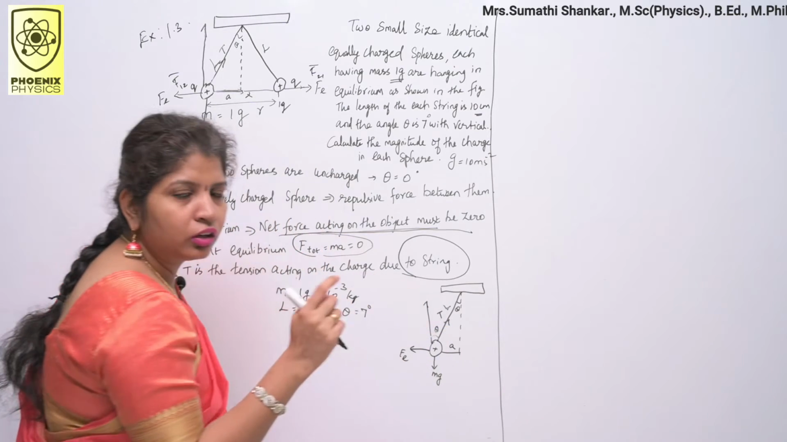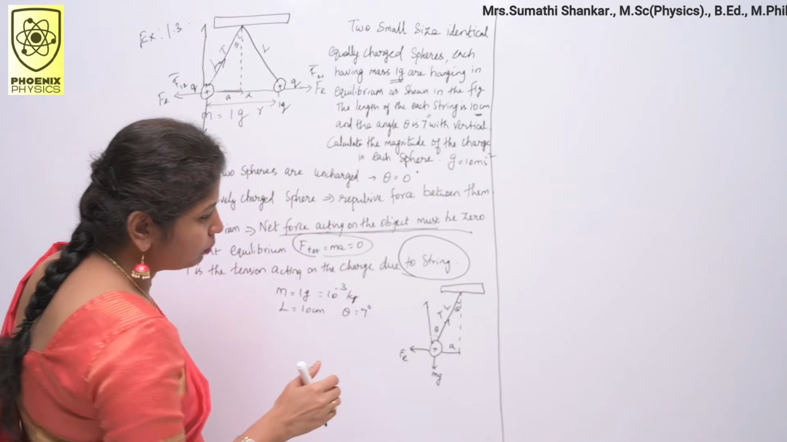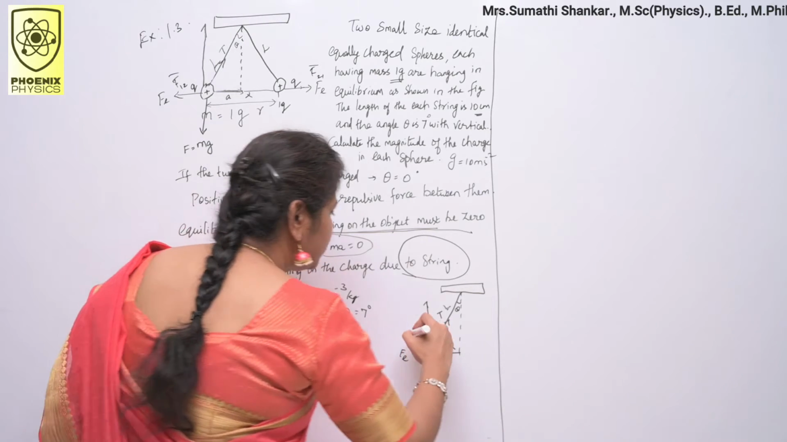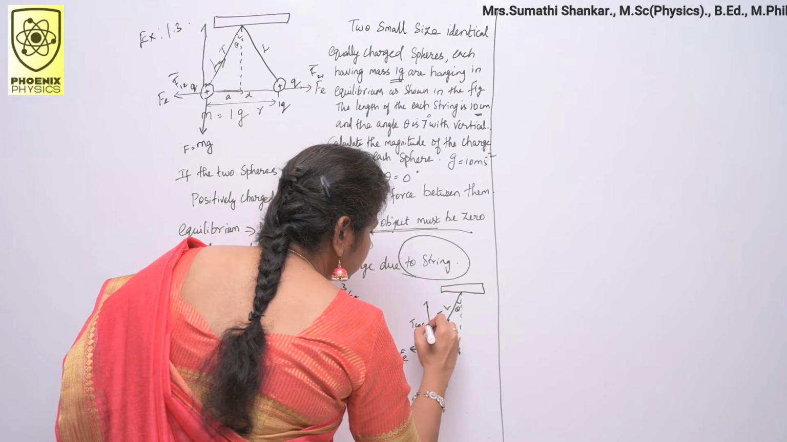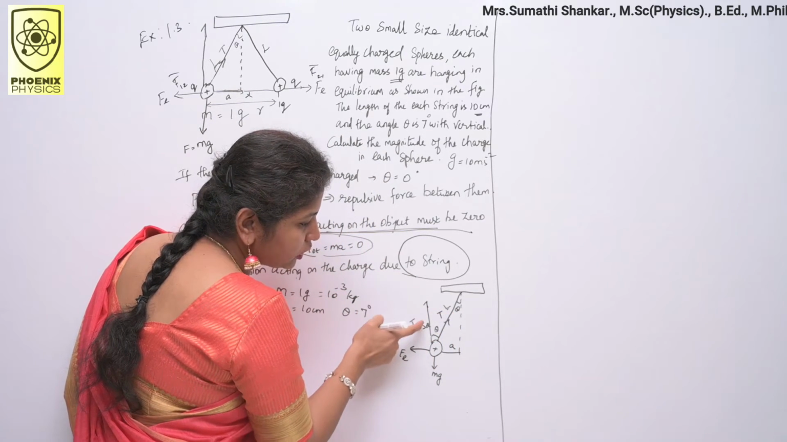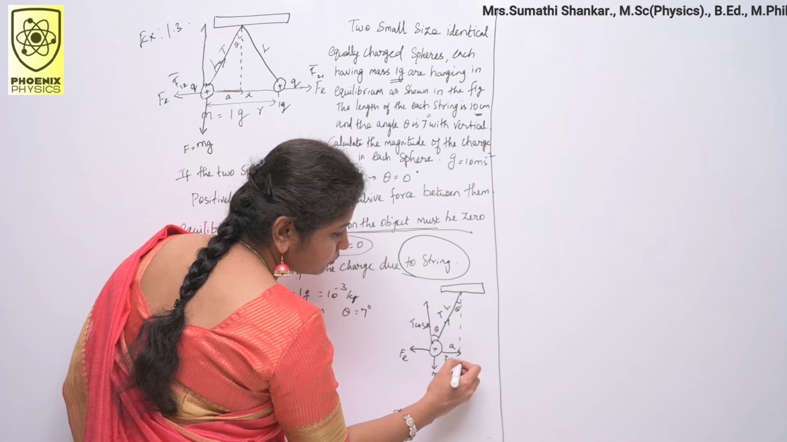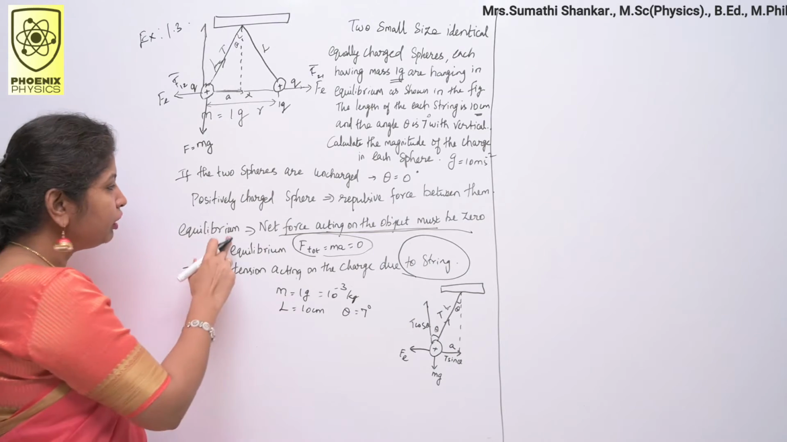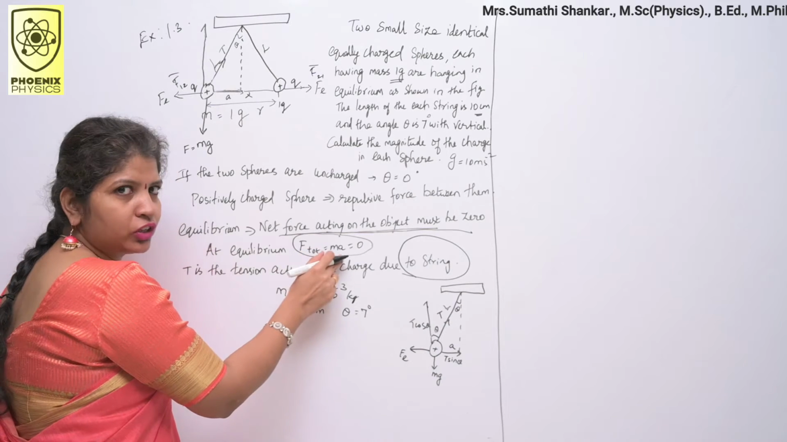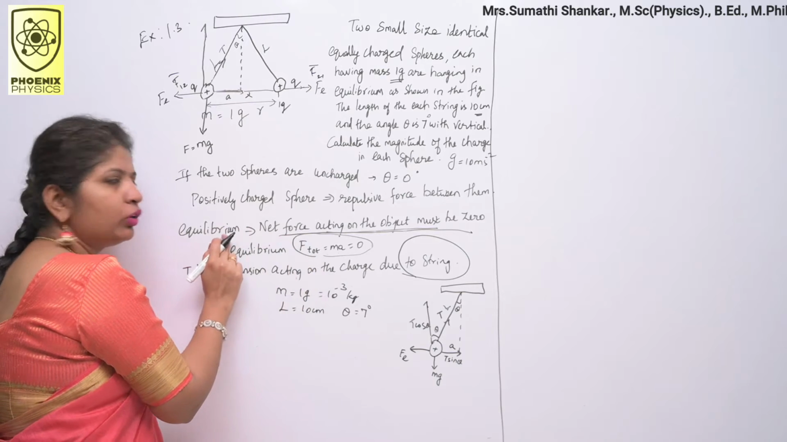So T is resolved into two components. One is the horizontal component, another one is the vertical component. Adjacent to this theta is called T cos theta. So this line is adjacent to theta. So this portion is T cos theta and this line is T sin theta. What is equilibrium? Equilibrium means the net force acting on the object must be 0. That is, we know that F is equal to ma, which is equal to 0, meaning the object is in the equilibrium position.